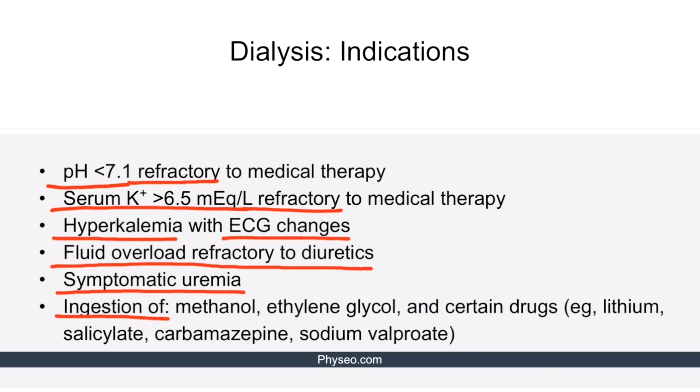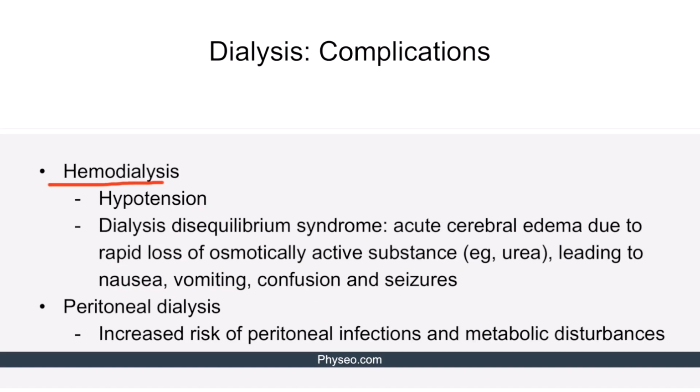Complications of dialysis depend upon the type of dialysis. Hemodialysis can cause hypotension and a syndrome known as dialysis disequilibrium. It's an acute cerebral edema due to rapid loss of osmotically active substances like urea, leading to nausea, vomiting, confusion, and seizures. Whereas peritoneal dialysis has increased risk of peritoneal infections and metabolic disturbances.